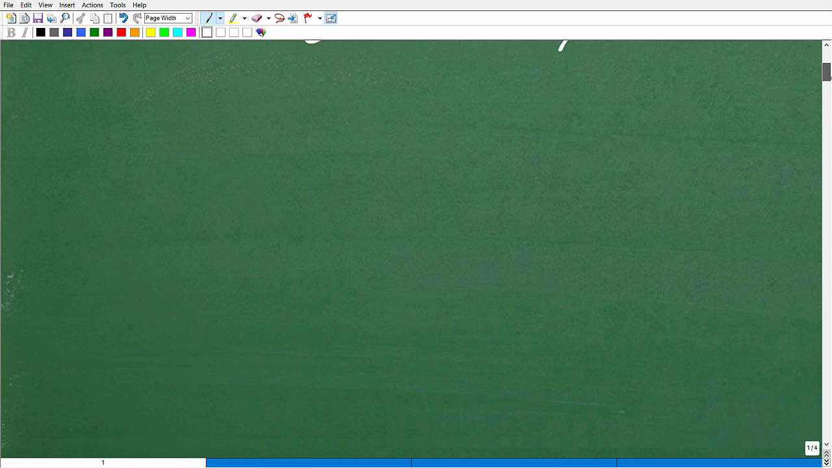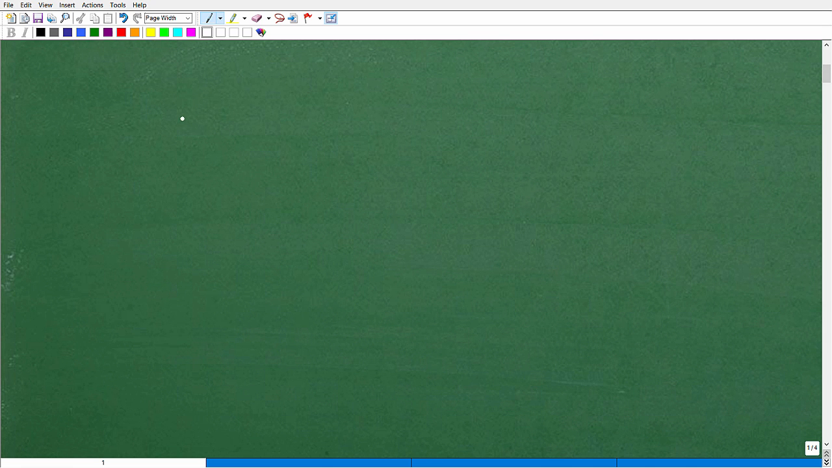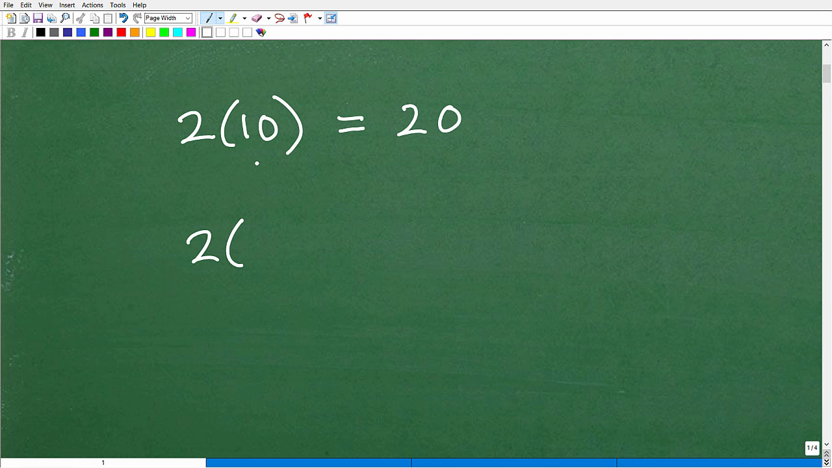Let me show you this here, right? So let's say I have 2 times 10. Okay, 2 times 10. Obviously, the answer is 20. Let me show you how we can use the distributive property to do this problem in another way. Now, this wouldn't be a practical way to do this problem, but it's going to be an illustration of the distributive property. So let's write 10 as the sum of any two numbers that add up to 10.